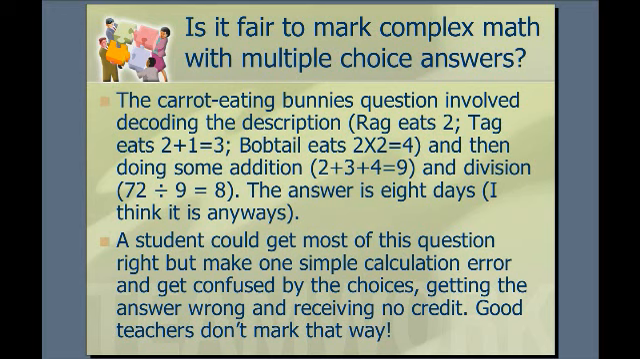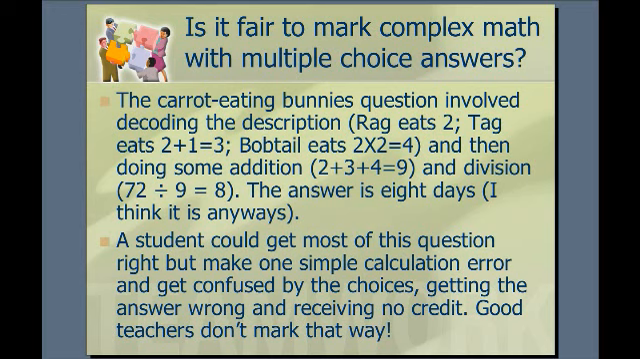And it's telling the students that Bobtail eats 2 × 2 or 4 carrots, because it said that Bobtail eats twice as many as Rag. And then the students have to add up those 3 totals. They have to add up 2 + 3 + 4, and then they have to get the answer 9. And then they have to figure out that this question involves dividing the number of carrots per day by the total number of carrots. So they have to go 72 divided by 9 equals 8. So the answer to this question is 8 days.